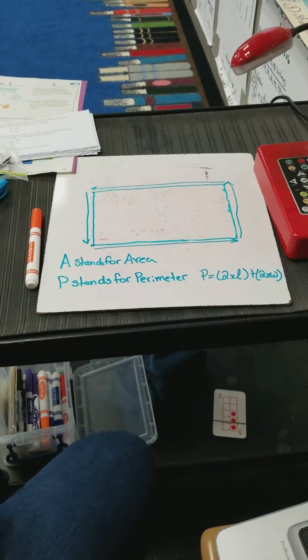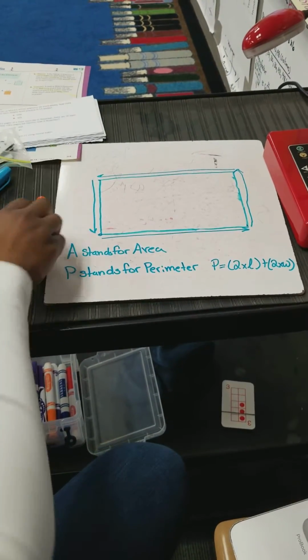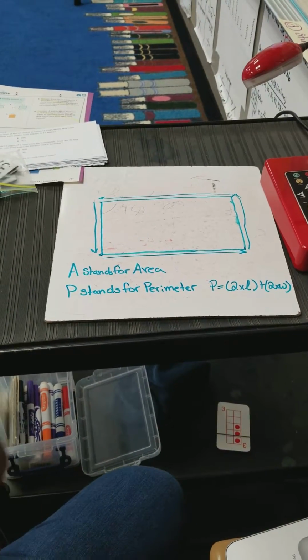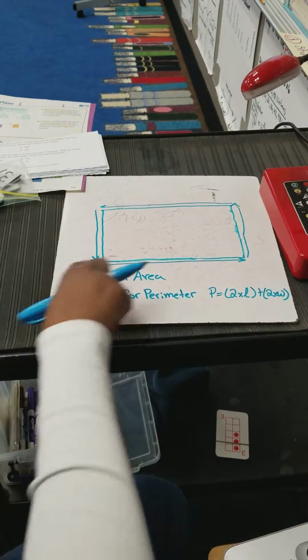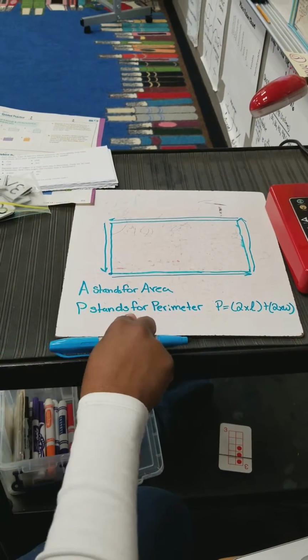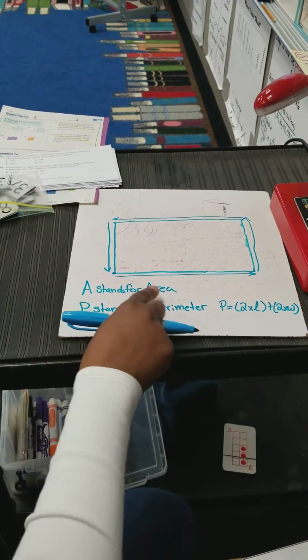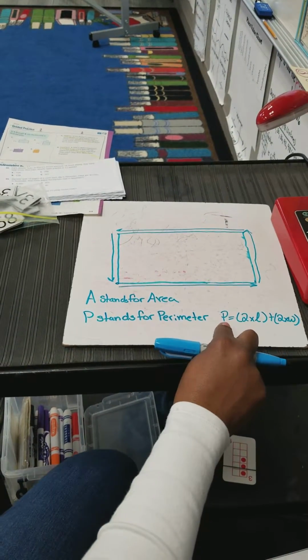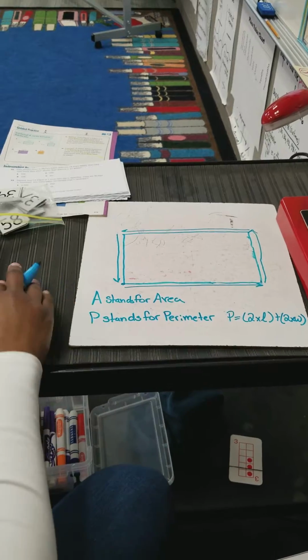All right, boys and girls, I'm just creating a short video to show you how you can find the area of a rectangle. Now this shape here is a rectangle. As you can see, P stands for perimeter and an A in the formula stands for area. I've already written out the perimeter formula because we're familiar with it.